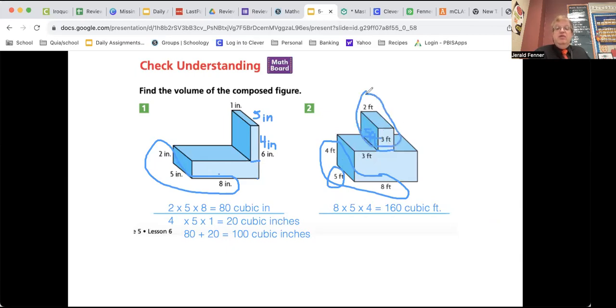So our 3 numbers are going to be 2 times 5 times 3. 2 times 5 is 10, times 3 is going to be 30 cubic feet. So then when we add those two amounts together, 160 plus 30, that will equal 190 cubic feet.